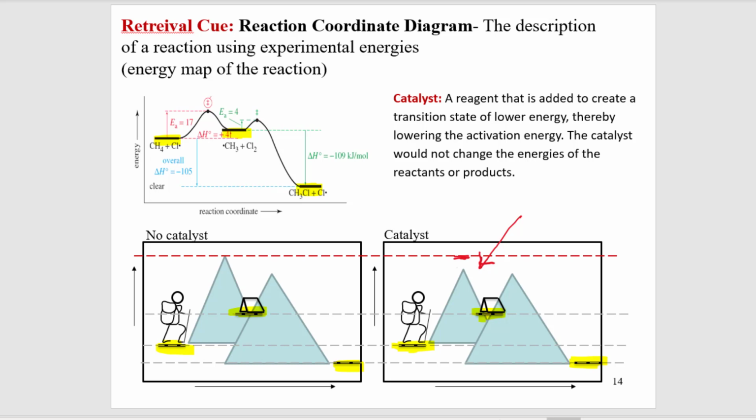So that's what a catalyst is doing. You're not changing the energies of your starting materials and your products or anything like that. You're simply lowering the energy that you need to climb, that's required in order to get over the hump and get to the next intermediate or product.